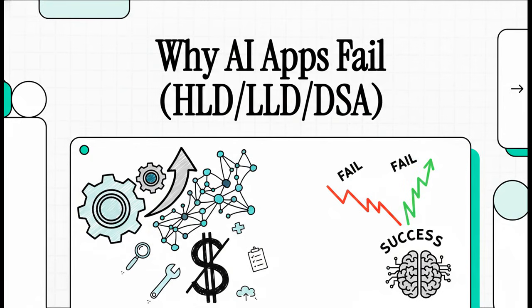So why do most AI apps completely fail? It's probably not what you think. It isn't the model, it's the engineering. Today, we're going to break down the 3 core frameworks that separate a real AI system from just an expensive toy, and how getting them right can save your company almost $200,000 a year.